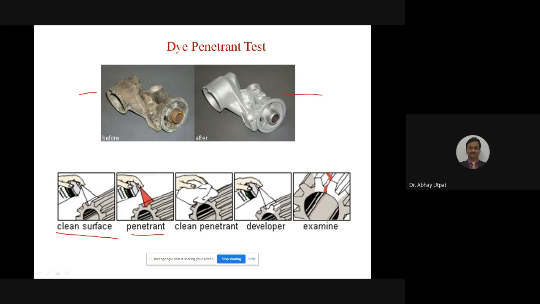What is the function of the developer? Developer is white in color. It will absorb the dye present in the crack. So on the white blanket, you will get the red spots. Okay?